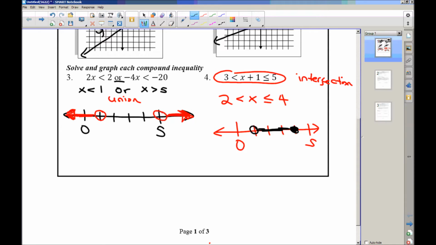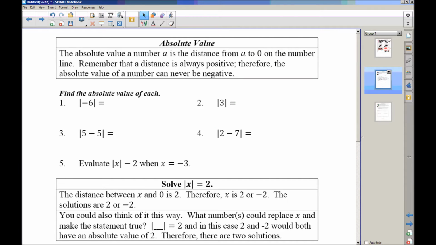So what do I mean by both sides? That means they make this statement true, and they make this statement true at the same time. So it's only the intersection, the part that overlaps. So these numbers in here are both greater than 2 and less than or equal to 4 at the same time. All right? This concludes our review. Let's flip over and learn some new stuff.